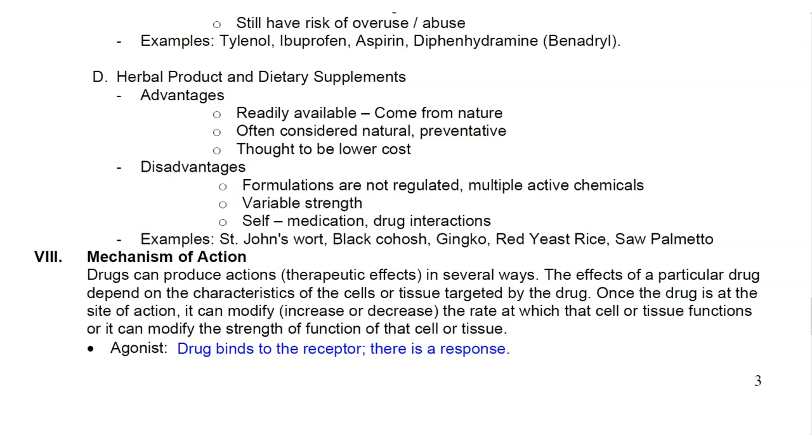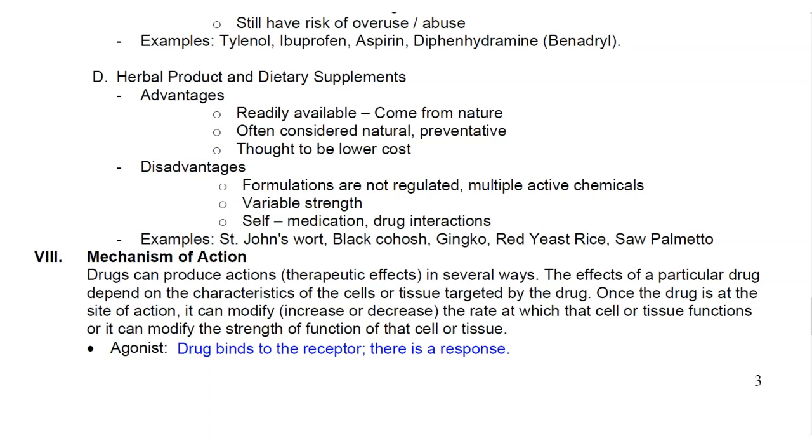Sometimes these medications have multiple active chemicals, and again, it's not being regulated, and the strength of the medication or the supplement is variable, so sometimes it's not consistent. Some companies actually put fillers. They don't even have the active ingredient that they're claiming it's supposed to have. So again, be very careful with this. We need to educate our patients and make sure that they're careful when they're taking dietary supplements.